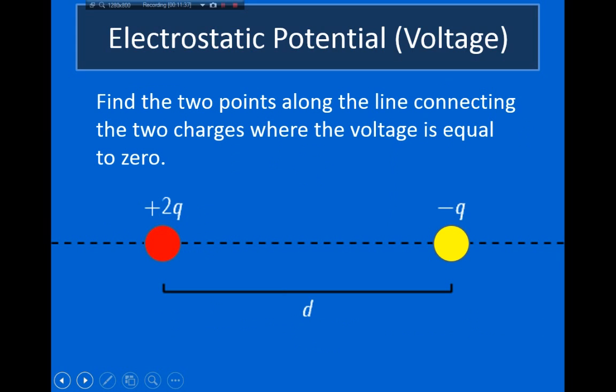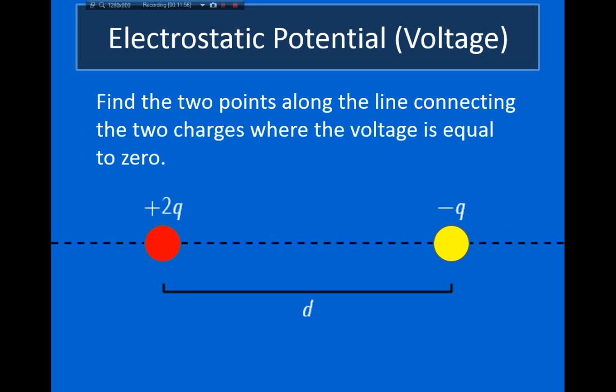So let's go ahead and look at one last example. This example says we're given these 2-point charges, a plus 2q charge and a minus q charge, that are separated by a distance d. And we're asked to find the 2 points along this line connecting these two charges where the voltage is going to be equal to 0.